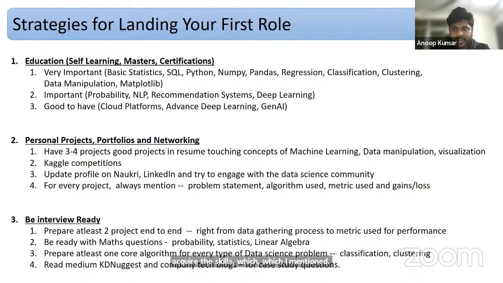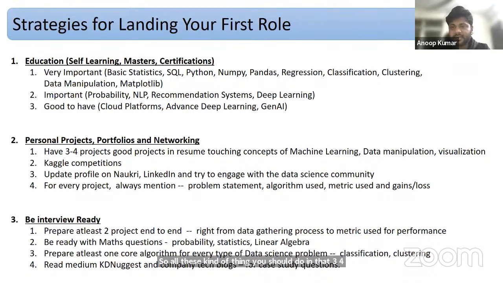Second, once you have acquired the skills, you should do some personal projects. If you're doing a certification or a master's, they will help you in doing some projects. If you're in the self-learning phase, then you can build personal projects. You should have at least 3 or 4 good projects in your resume which touch machine learning concepts, like classification or clustering, some kind of machine learning algorithm. Data manipulation should be there, some visualization. You should do all these things in those 3 or 4 projects, right?